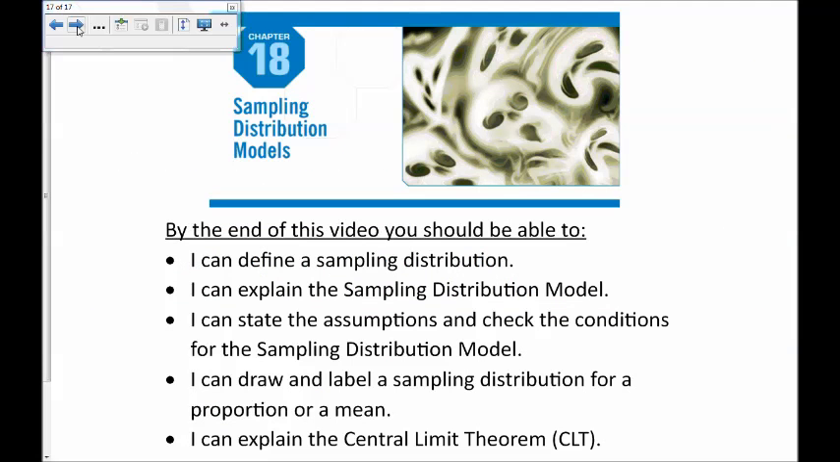Okay, and that kind of wraps up this chapter about a sampling distribution, the distribution that comes from all possible samples. You should be able to explain the sampling distribution model and state the assumptions and conditions for the sampling distribution model. There are 5 of them. I'd recommend that you memorize those 5, by the way. You can also draw and label a sampling distribution for a proportion and a mean, which means you know what the mean and the standard deviation is, whether you're dealing with a proportion or with a mean. And also you can explain the central limit theorem.